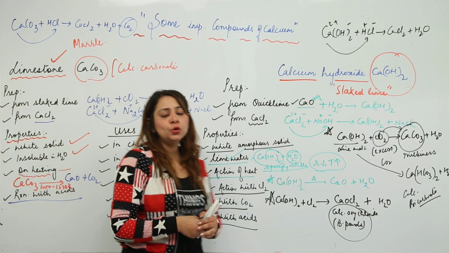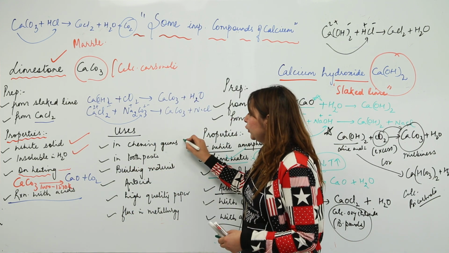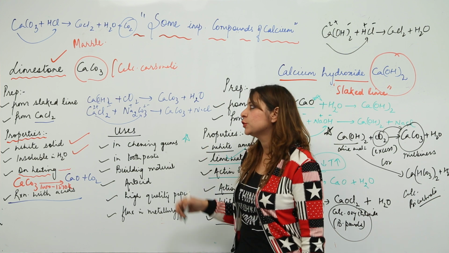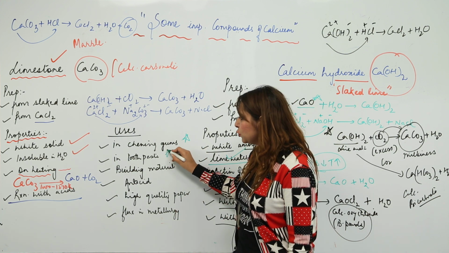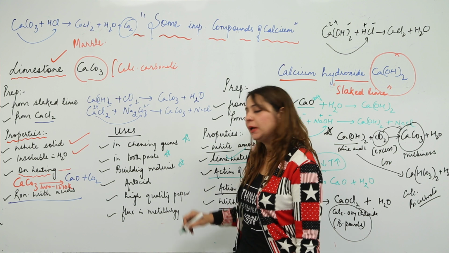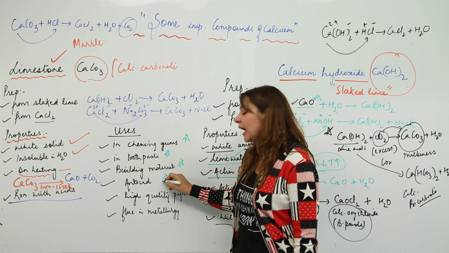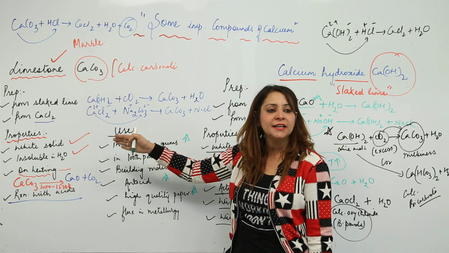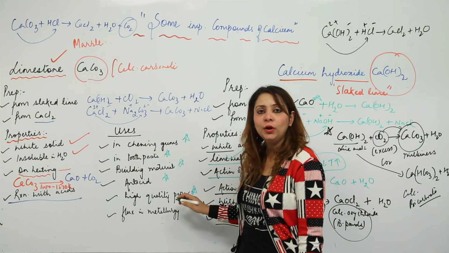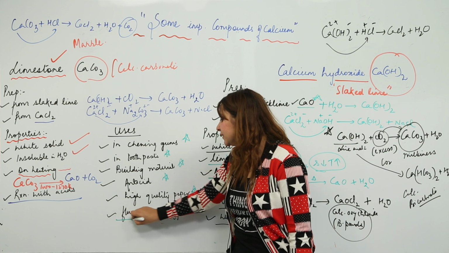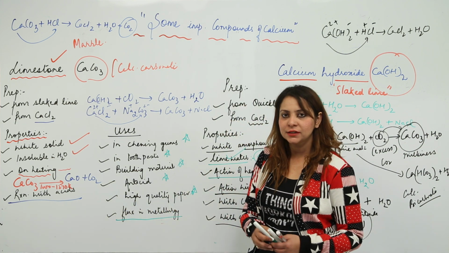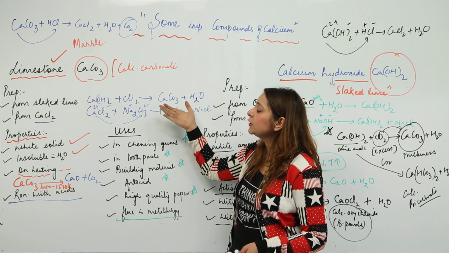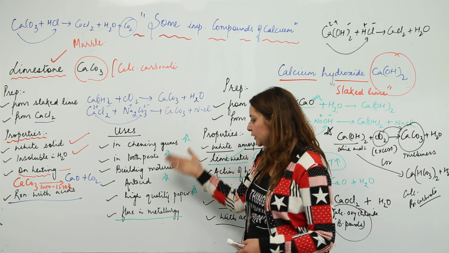And where it is being used: it is a constituent of chewing gums, as you all chew gums, right? It is used in toothpaste, used as a building material, used as an antacid also. Moreover, highly precipitated calcium carbonate is used in making high quality paper also. And it is a flux in metallurgy. So you have seen that we can make use of limestone for various purposes.